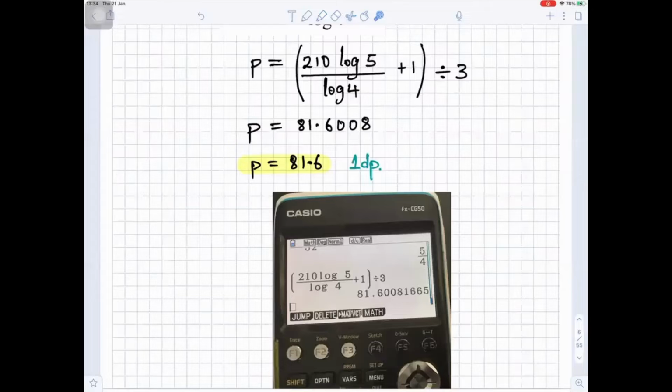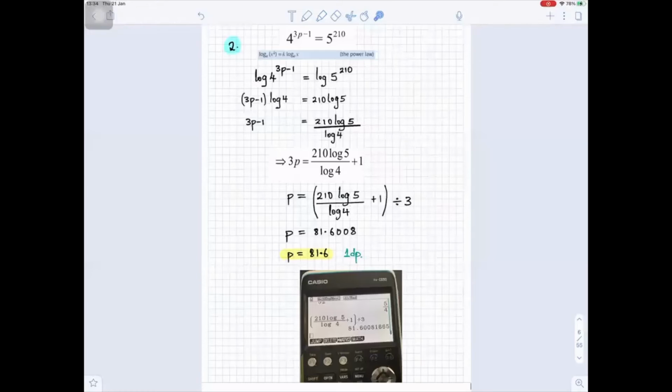When we put that in the calculator, we put 210 log 5 divided by log 4, plus 1, the bracket divided by 3, you get 81.6008. And the answer to 1 decimal place is 81.6. So that's the complete answer for question number 2.